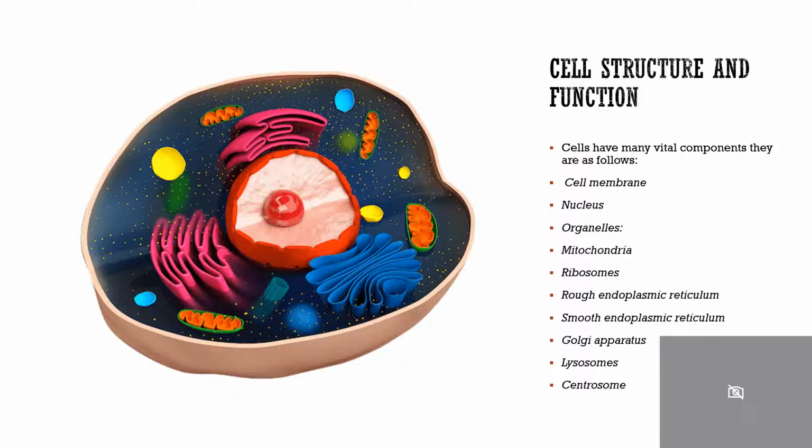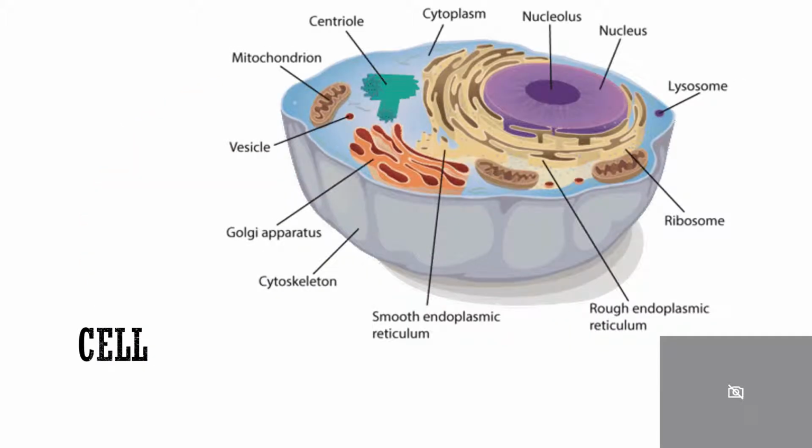Cell structure and function. They have many vital components. They are as follows: the cell membrane and the nucleus, and what we term the organelles. So these are the mitochondria, ribosomes, rough endoplasmic reticulum, smooth endoplasmic reticulum, Golgi apparatus, lysosomes and centrosomes. Here is an image of a labelled cell. This shows you the location of the stated organelles.